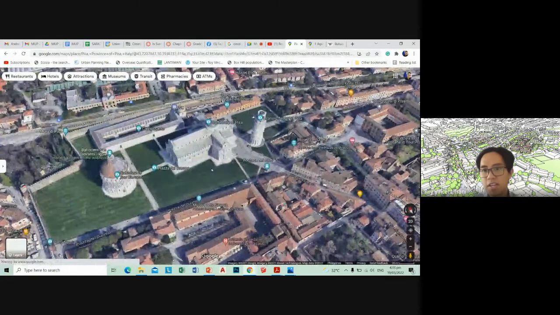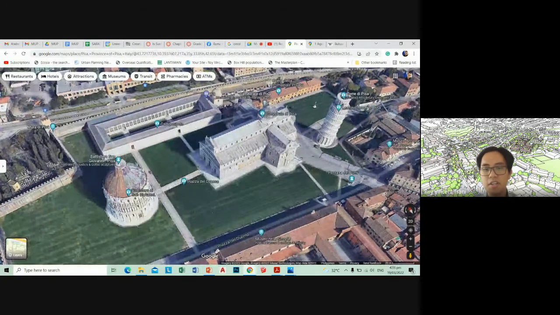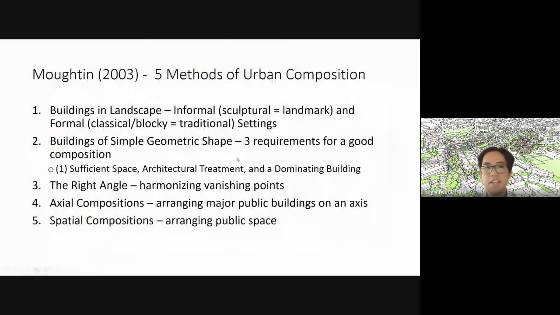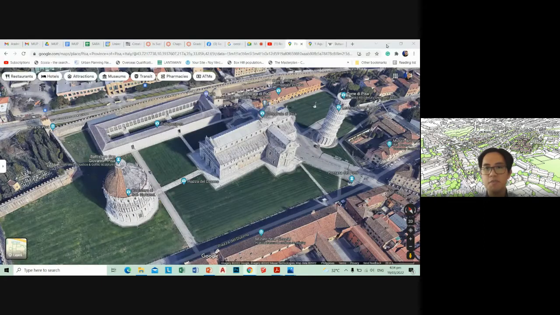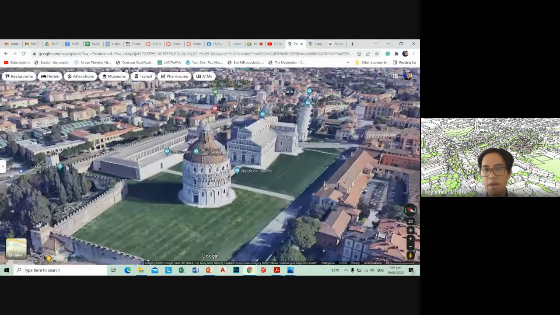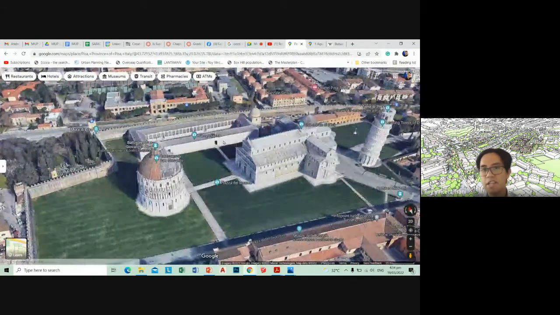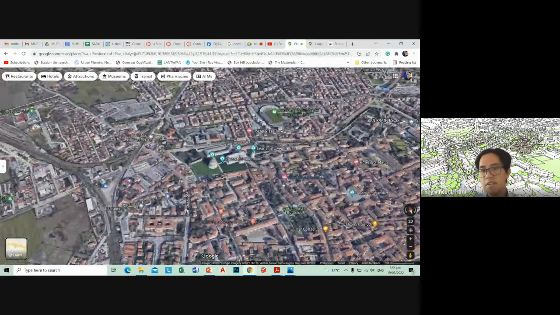So this is more for landmarks. If you have several buildings in a landmark, for them to look good, they need to have sufficient space so you can look at the landmark on all sides, like you can walk around it and experience it with a nice landscape, basically an open space. They need to have a similar treatment, the same architectural style, and they need to have a dominating building. We can see all three requirements very clearly in the Pisa complex and other similar landmark buildings. So we have the baptistry, the cathedral, the leaning tower, and the camposanto, basically the cemetery.